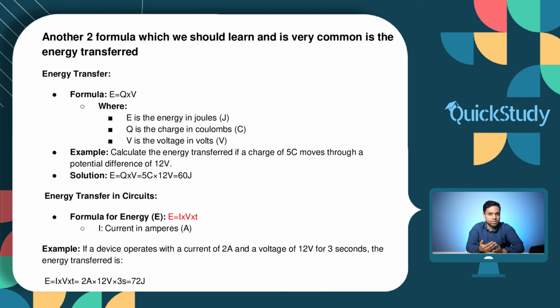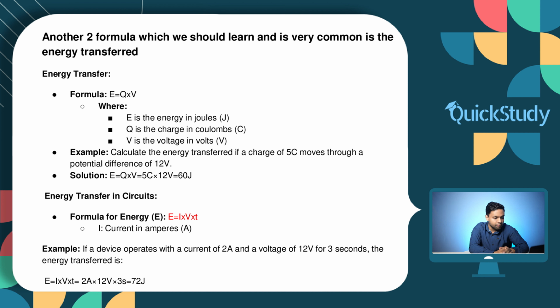Let's look at some examples where we will use these formulas in questions. Calculate the energy transferred if a charge of 5C moves through a potential difference of 12 volts. Here, we know the formula is energy transferred is equal to charge multiplied by the voltage. Here, E is the energy in joules, Q is the charge in coulombs, and V is the voltage in volts. So, E is equal to Q into V, which would be 5 into 12. The answer would be 60 joules.